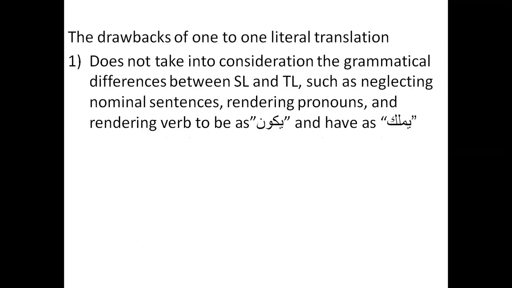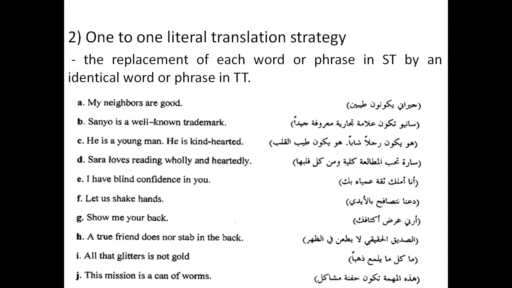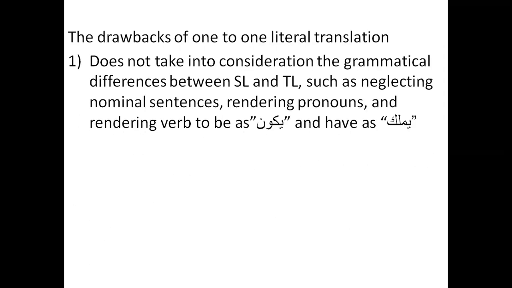The drawbacks of this translation: it neglects the grammatical differences between the source language and the target language. For example, English and Arabic. In Arabic, we have nominal sentences which do not include any verb, while in English, nominal sentences are absent. In our translation, following this strategy, we should render the same structure and the same grammatical aspects found in the source text. Okay, the second drawback is that يملك, for example, no need to render يملك or يكون, have verb to be or verb to have, no need to render them.